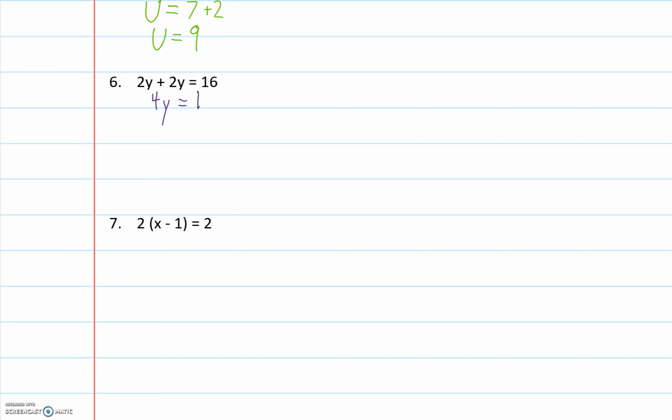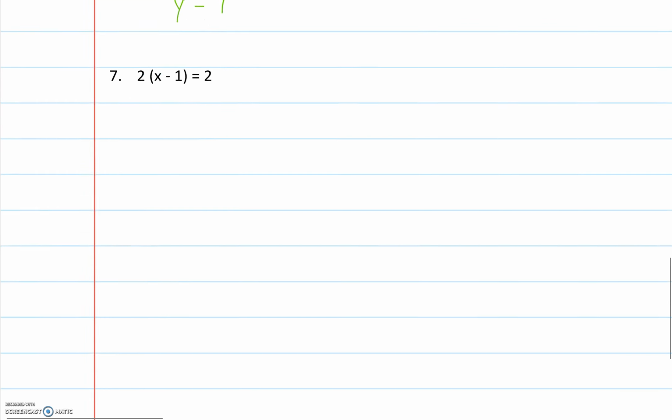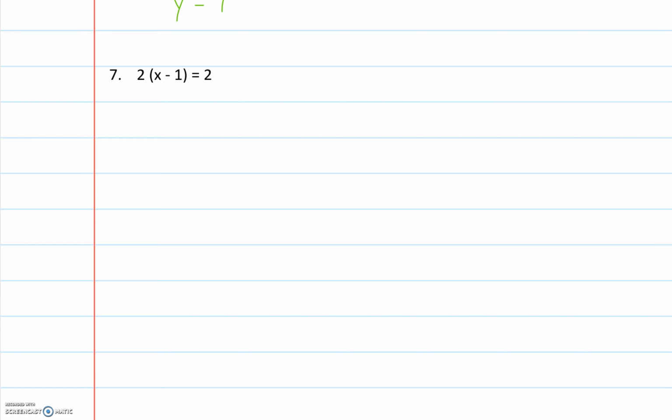Equals 16. And now we want to get the y by itself. So we divide by 4. So 4, 4 cancel. So we're left with 16 divided by 4, which is 4. Okay, and here is our last question, slightly more difficult, but not too bad, where we're going to use something called the distributive property.